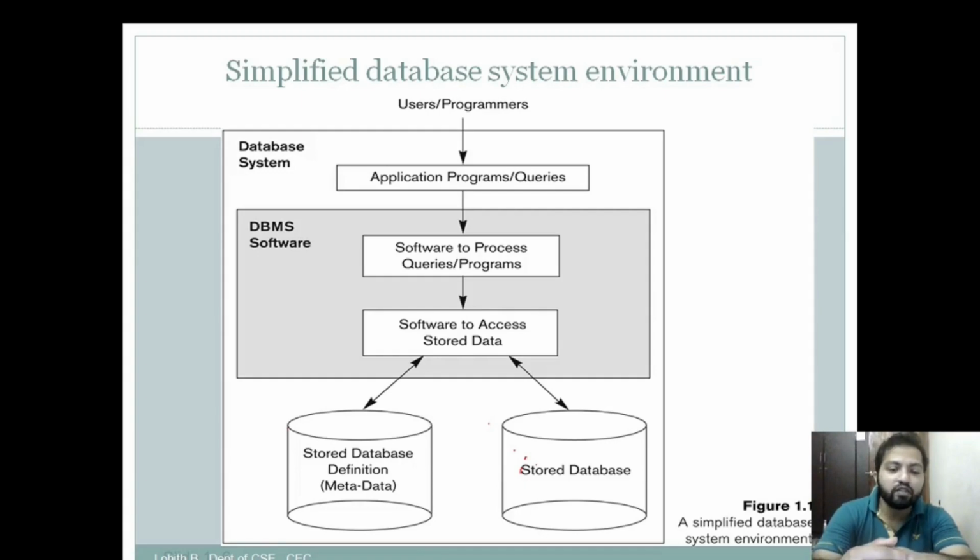On the left side of the stored database, we have metadata. This is one of the main aspects of a database. Metadata is nothing but the description of data. So the description of data is called metadata. It consists of the number of relations available in the database, the attributes and their types, and the number of columns available. All the information about the database is available in the metadata.